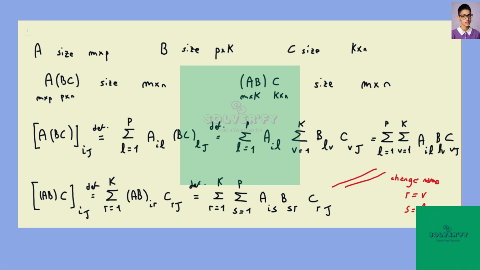Therefore, the ijth entry of A times BC and AB times C are the same. And since these two matrices, so A times BC and AB times C, have the same size and the same entries, they are equal.